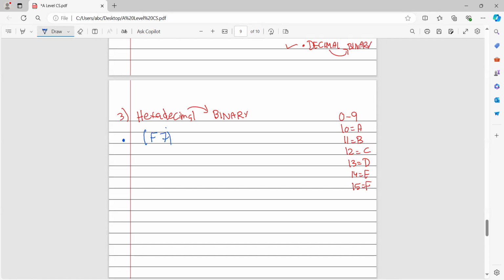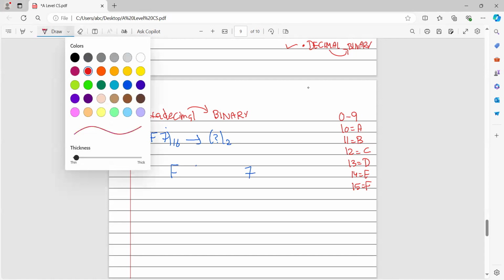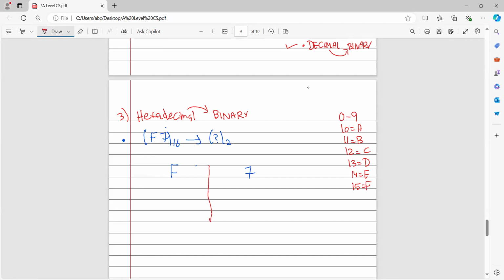So, for example, if I have a question that I want to convert the number F7 base 16 into binary, how am I going to do that? For solving this question, the first thing that I am going to do is split the number into two areas. F is going to be written like this, 7 is going to be written like this, and I am going to split this into two sections. This is going to be your step one.